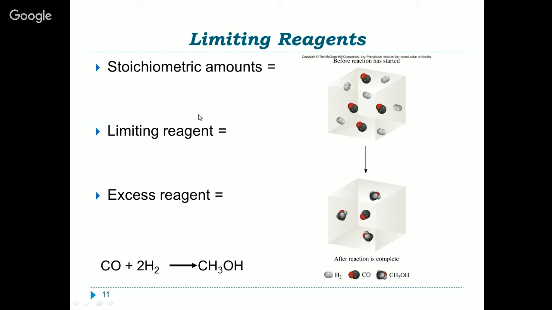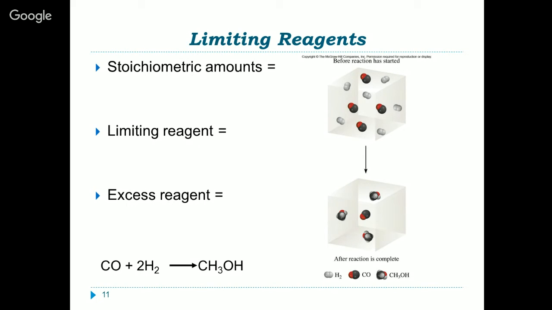So sometimes we don't have enough of one of our reactants. That's what we would call our limiting reagent, and reagent just means reactant. So the limiting reagent is going to be the reactant that is consumed entirely. There will be none of the limiting reactant left over. It is all used up, and it's going to determine the maximum amount of product that we can get.